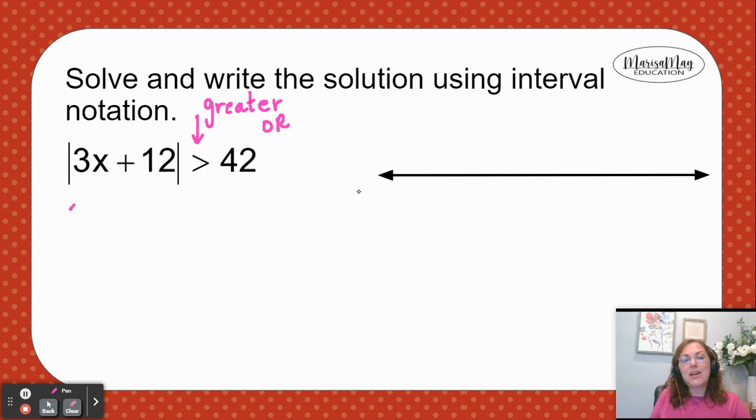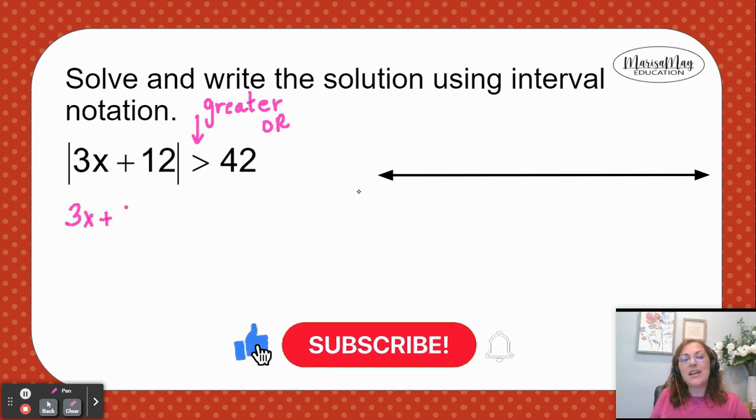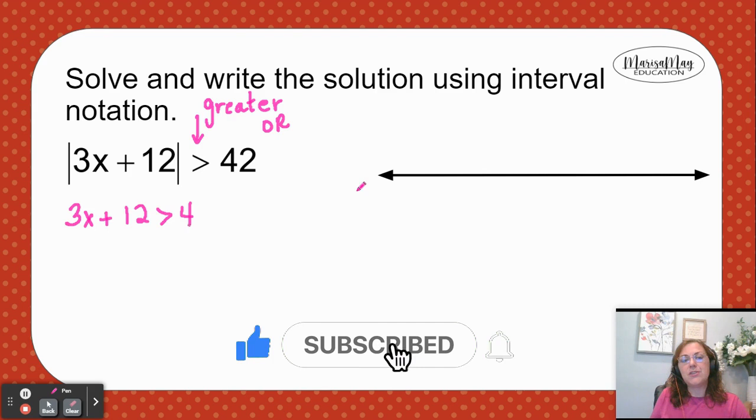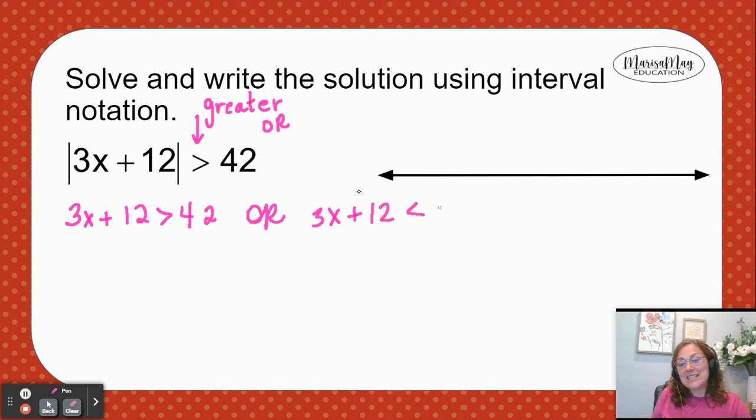When I take the absolute values off, I know that 3x plus 12 is greater than 42, or 3x plus 12 is less than negative 42. Catch the two changes there that I said it was less than. I changed the direction of the symbol and I changed the number on the right to a negative. And I used an or statement. I'll show you what I have.